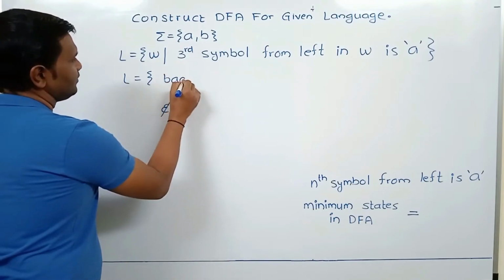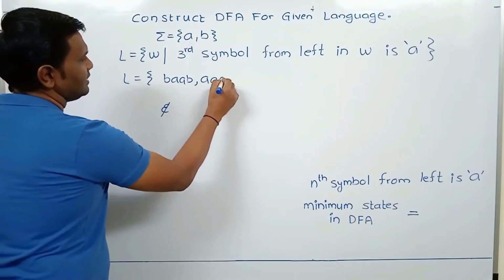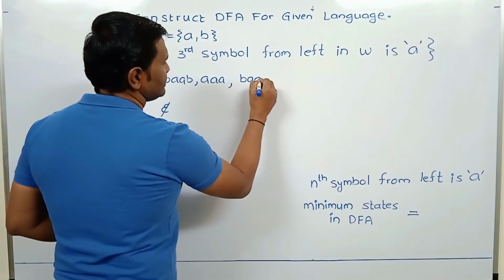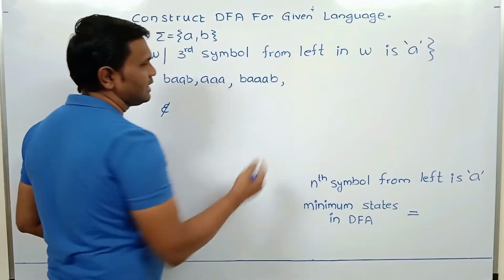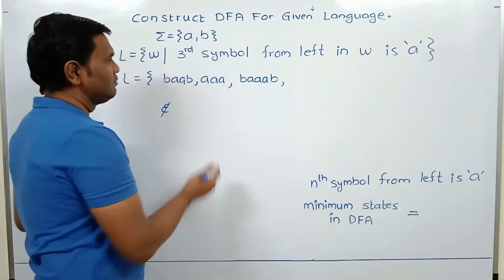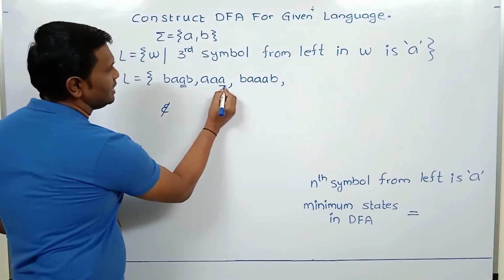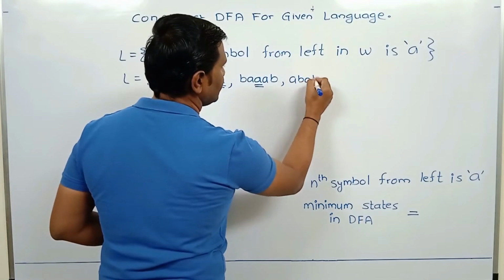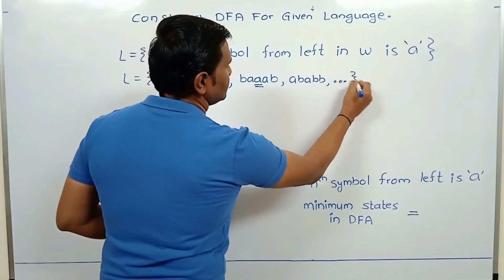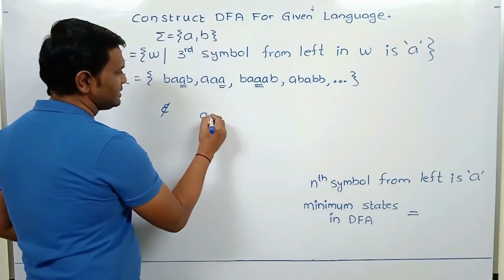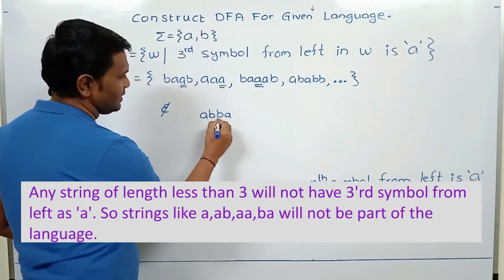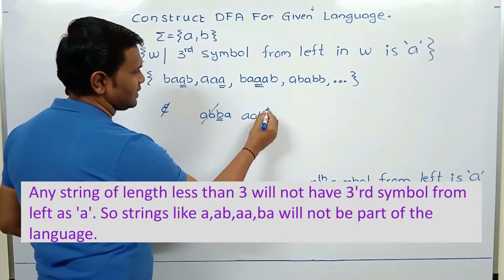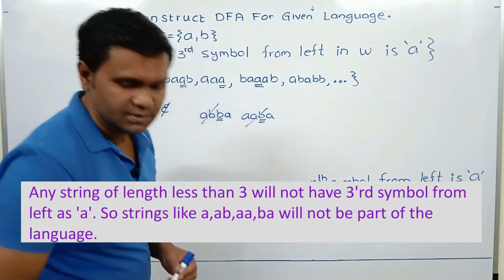So any string where the third symbol from left is A is part of the language. The string can start with A, it can start with B, it can end with A, it can end with B, but the important thing is the third symbol from left should be A. Now any string which has the third symbol from left as B will not be part of the language. So these strings are not part of the language.